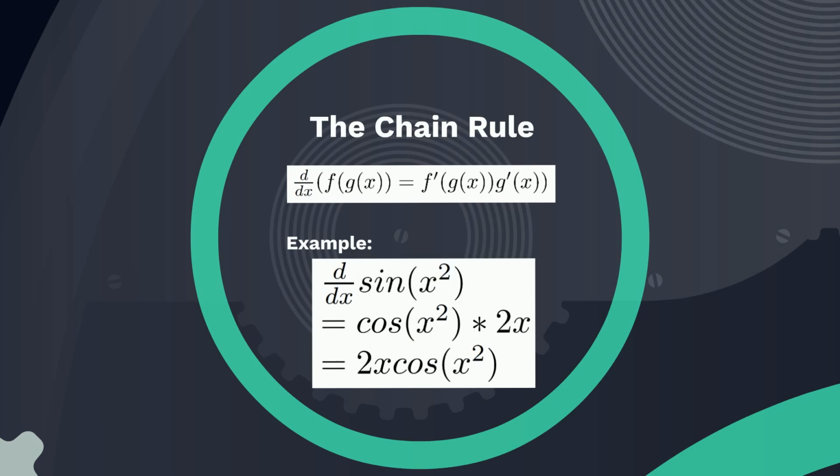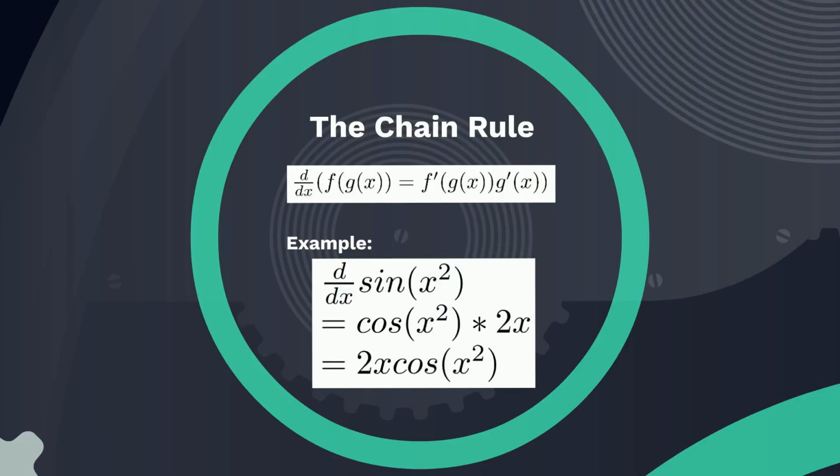So let's go through that. Here we have the function sine of x, and inside of that we have the function x squared. So here f of x would be the sine of x, and then the g of x on the inside is going to be x squared. We're not going to cover the trig rules, but the derivative of sine is actually cosine.